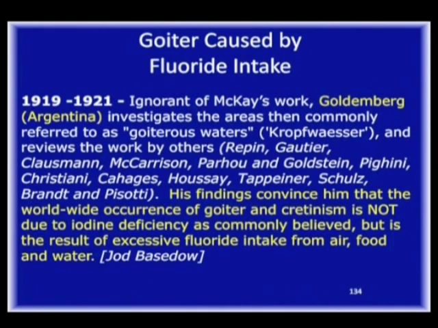Between 1919 and 1921, ignorant of McKay's work, Goldenberg in Argentina investigated the areas then commonly referred to as, quote, goitrous waters, and reviewed the work of others, Repin, Cordier, Klausmann, Macarissen, Parhau, and Goldstein, Pichidi, Christiani, etc. His findings convinced him that the worldwide occurrence of goiter and cretinism was not due to iodine deficiency as commonly believed, but was the result of excessive fluoride intake from air, food, and water.